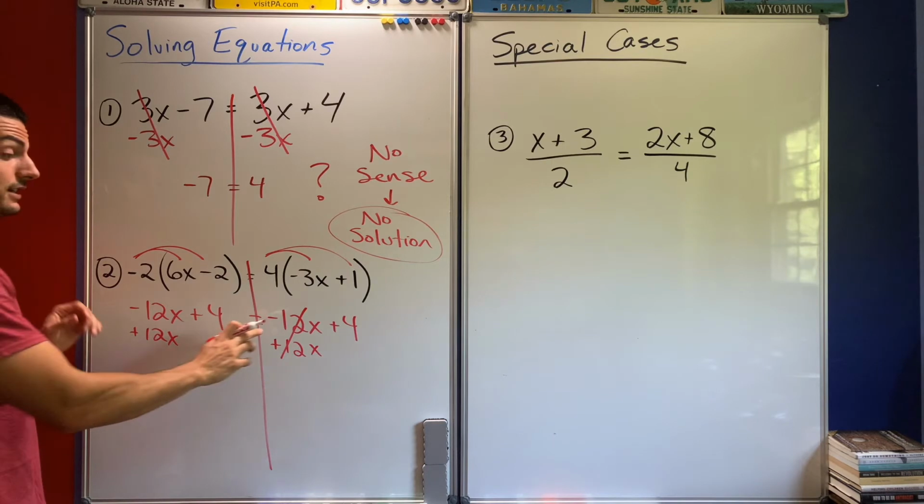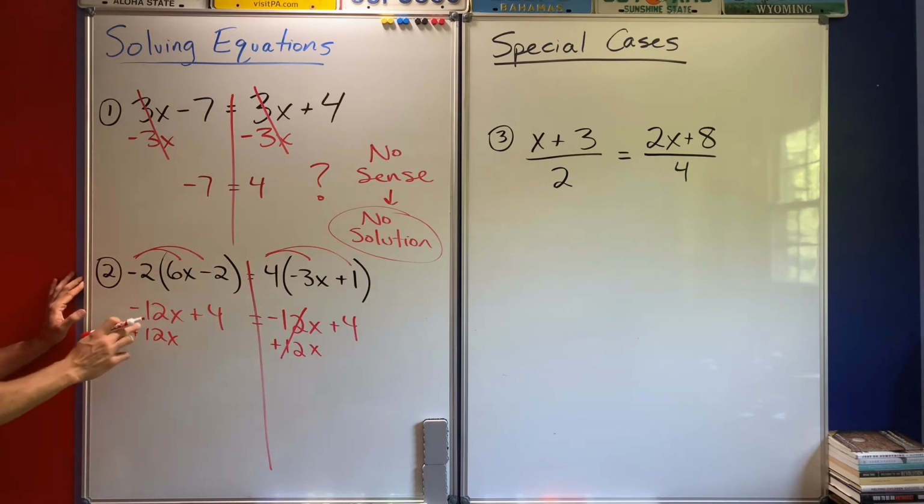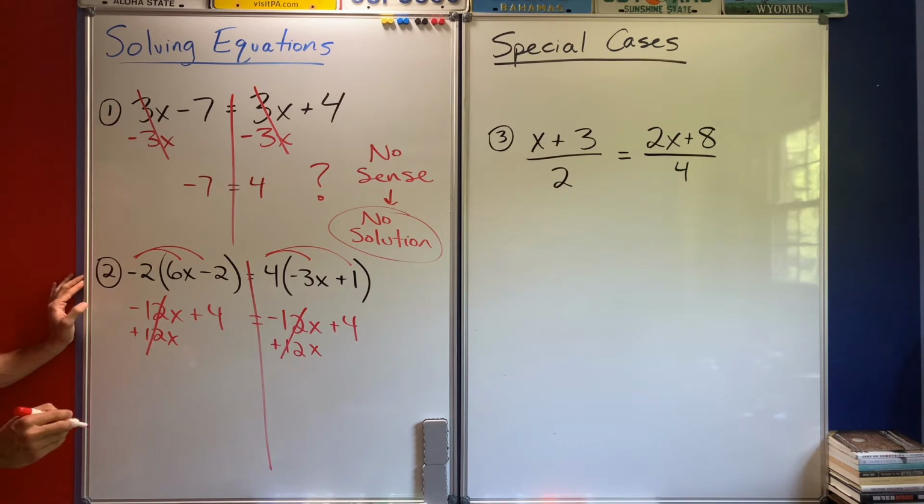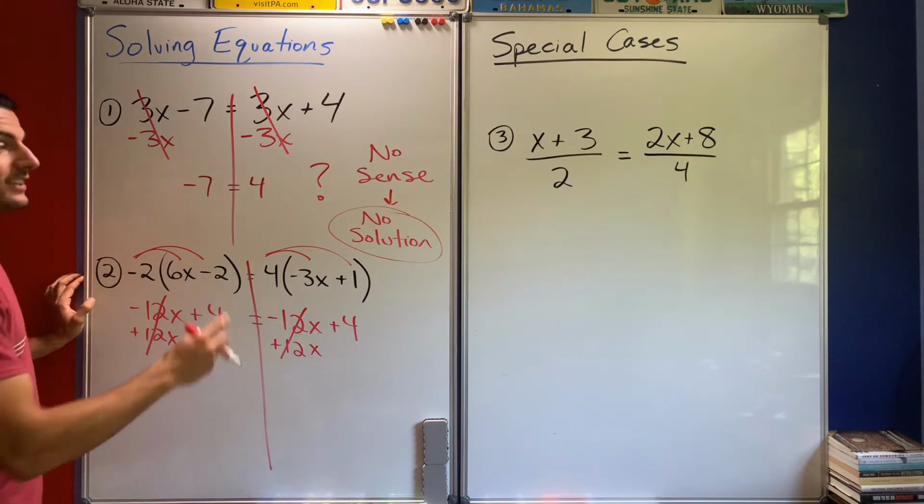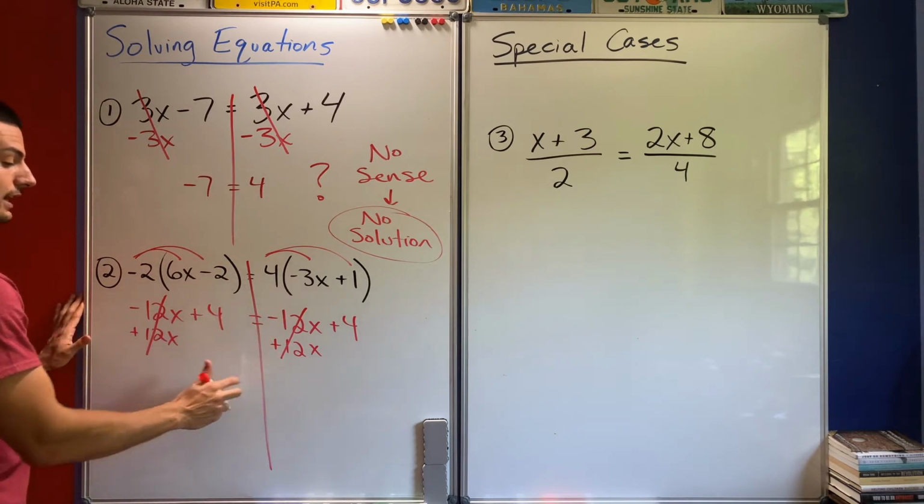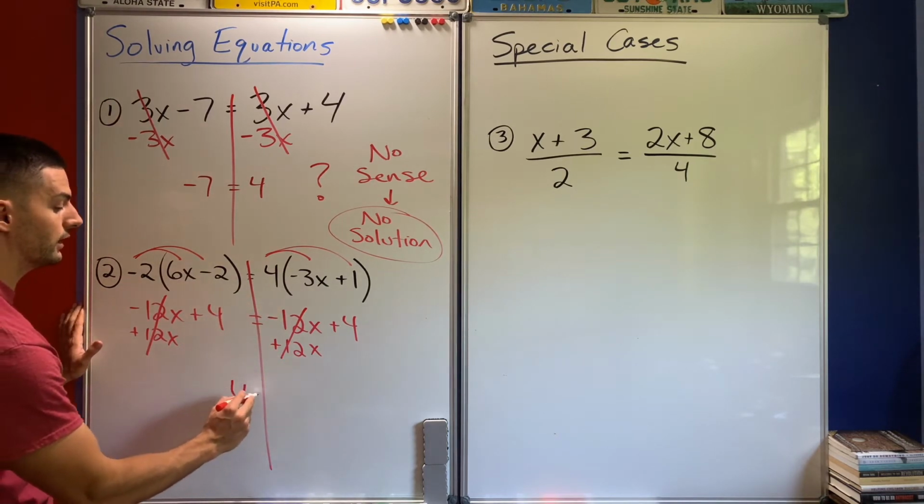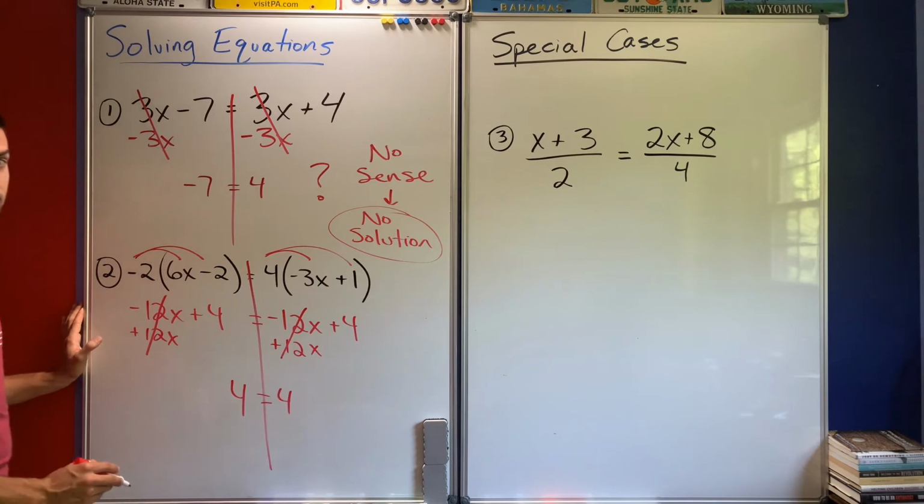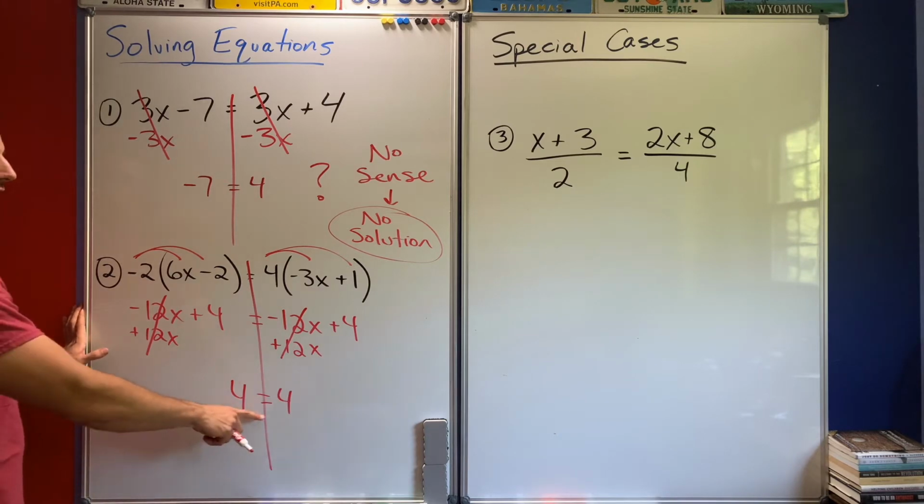And same thing, negative 12 plus 12 is 0. Negative 12 plus 12 is 0 here as well. And all my x's cancel, just like they did up here. But what's important is I write what's left. So here I have 4 equals 4. And you look at that, 4 equals 4.